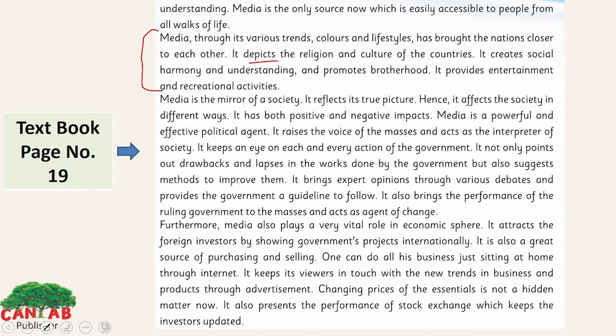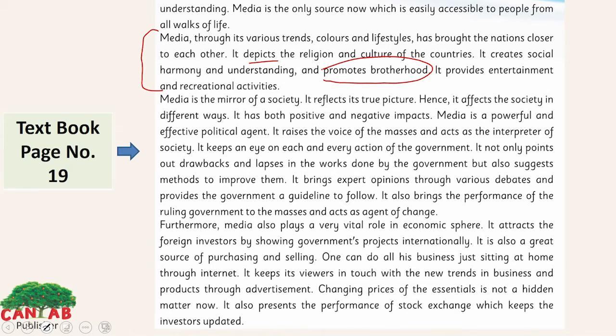It creates social harmony and understanding. मीडिया ने अहम किरदार अदा किया है लोगों को मिलजुल कर रहने का और एक दूसरे को अंडरस्टैंड करने का, और प्रमोट किया है भाईचारे को. And it's also provide us entertainment and those activity which we enjoy, like social apps, we can watch movies, we can study on net, lots of activity we can have.